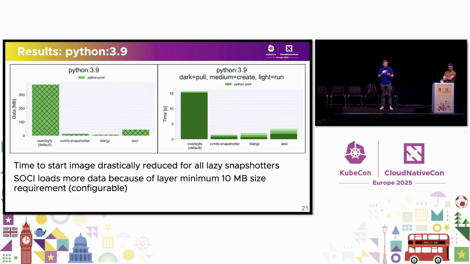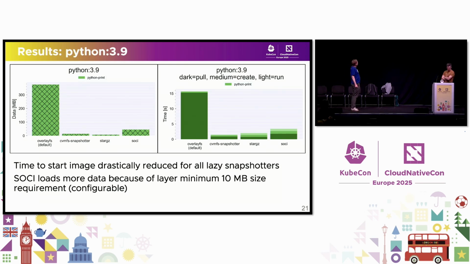So if you have to pay for downloading things from a registry, this is something you might consider. Also, on the right-hand side, you see the time in seconds, again comparing the different snapshotters. The workload is something like a nerdctl run, and then something like Python print hello. So really doing something very trivial, but you can see that overlayfs is limited by the network throughput, because it needs to download everything.